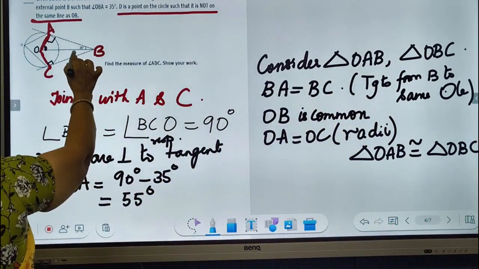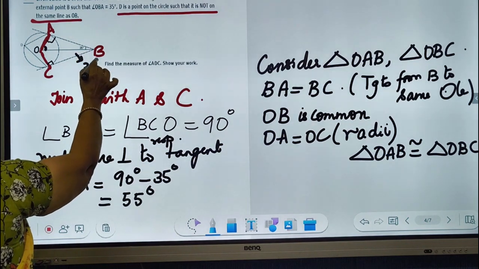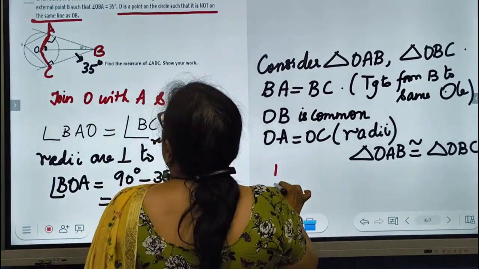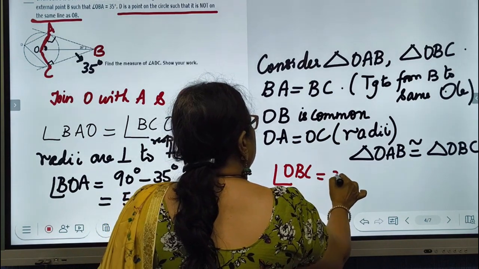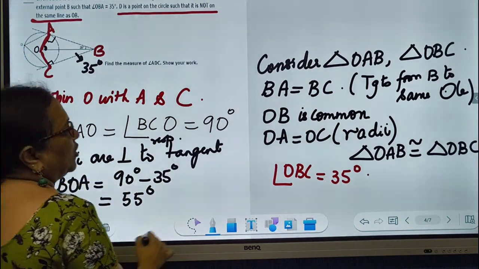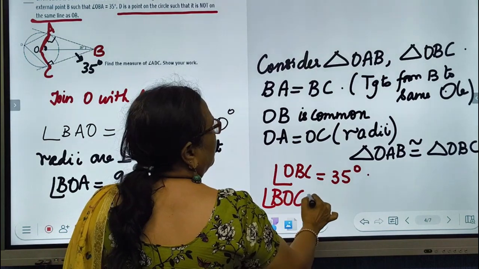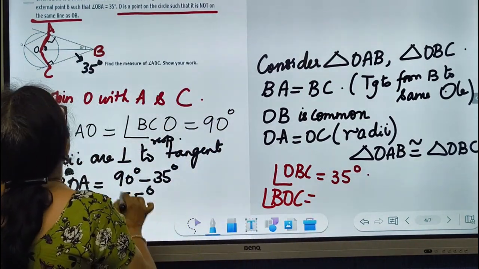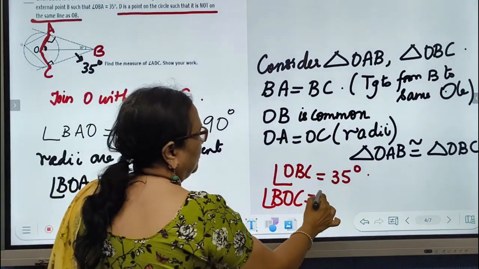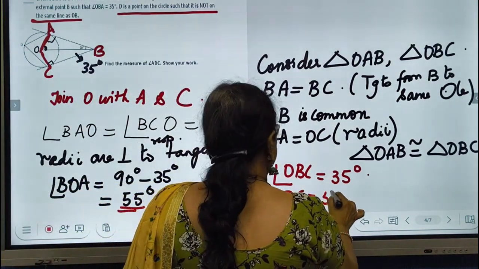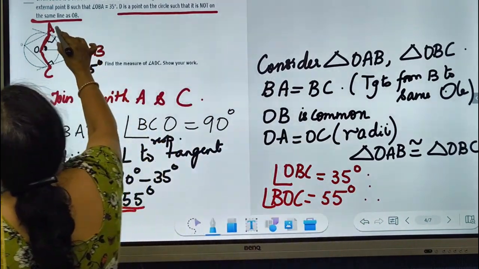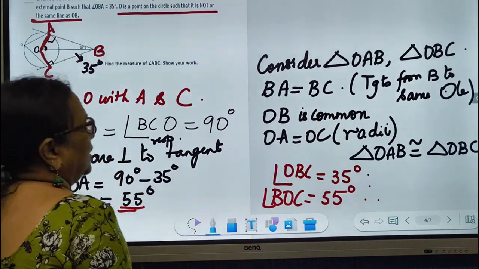So if this is 35, this angle is also 35 degrees, which means angle BOC is again, what will be angle BOC? 55 degrees. It will be same as angle BOA. See, angle BOA is 55. So what will be angle BOC? That is also 55. Therefore, angle AOC together is what? 110.